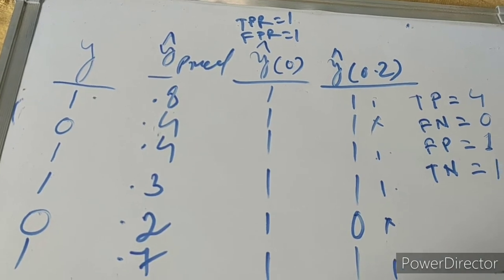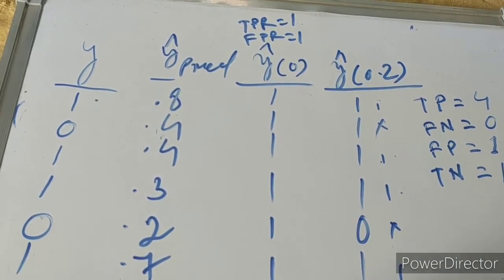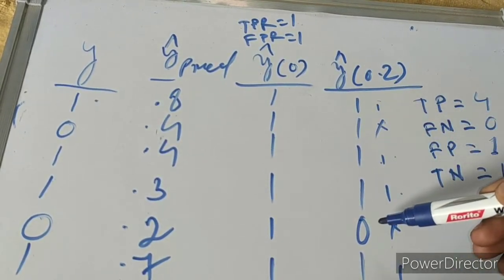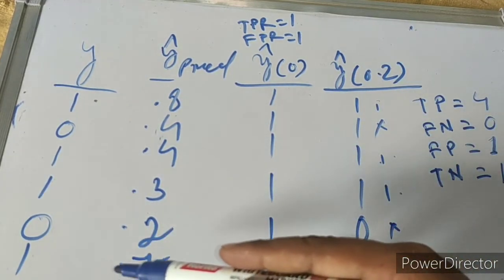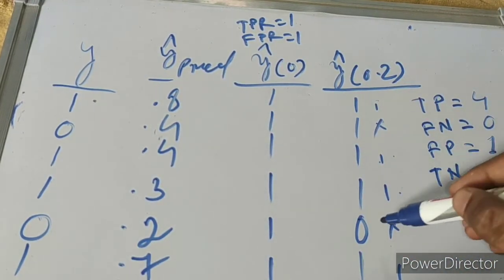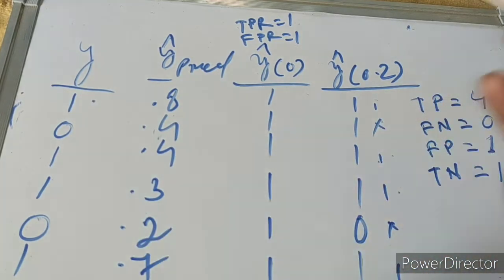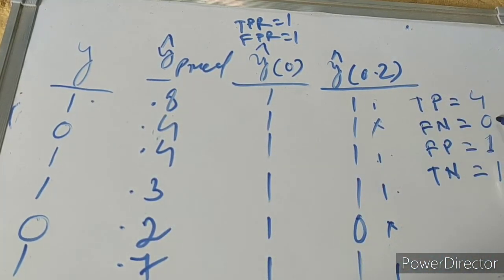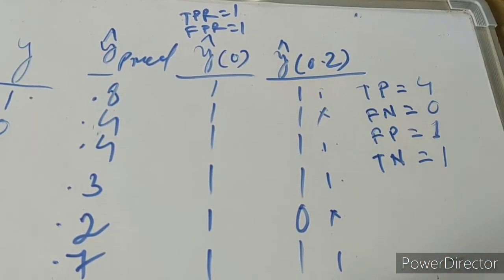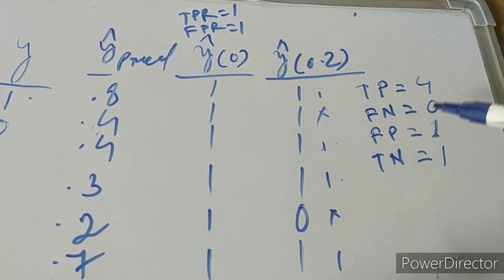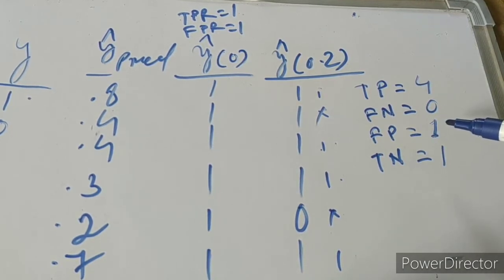If you see our false negative, there is no 0, while in actual value it is 1, it is not 0. Here is 1, 0, but in actual it is 0. So false negative is 0. Now what is false positive? False positive is 1.